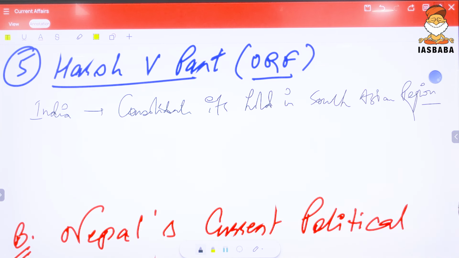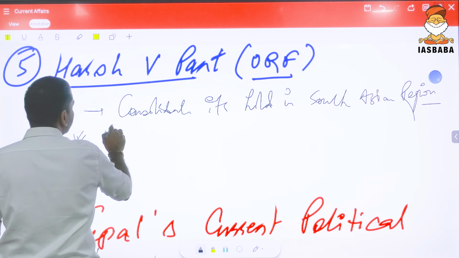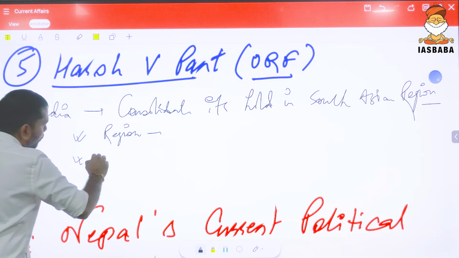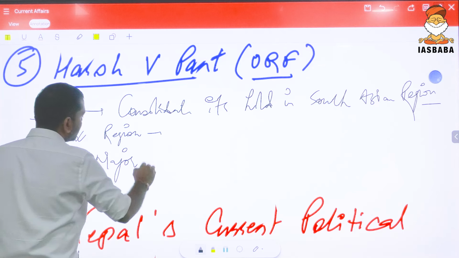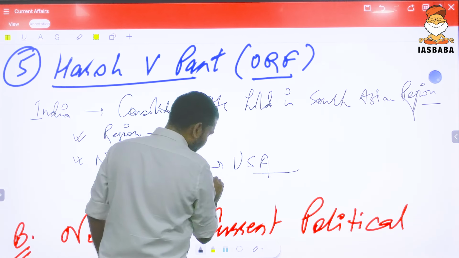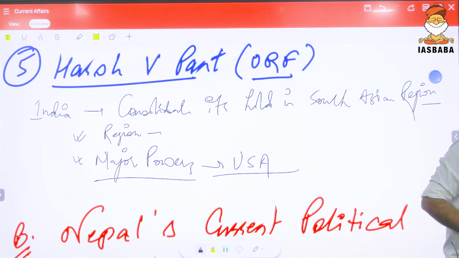That is one thing. And it also said that actually post 1990s, India has not been focusing on this region itself. They started to focus rather on what? Rather on the major powers like the United States of America. This is what Harsh V. Pant Sahab has said about Indo-Pak relations, right?